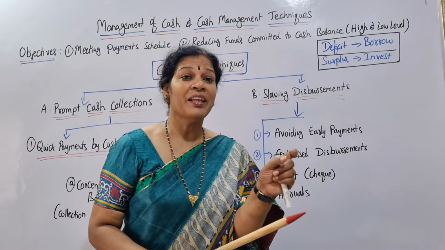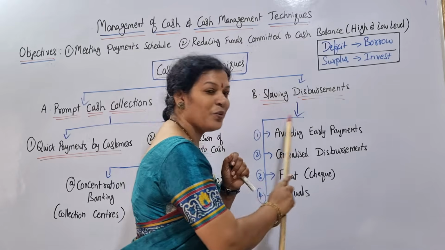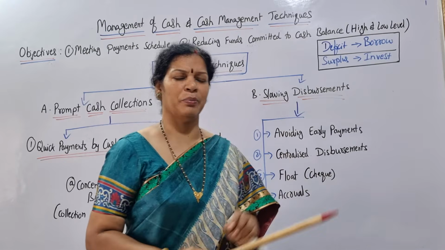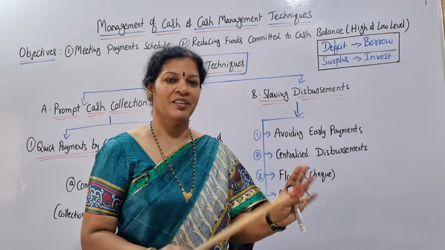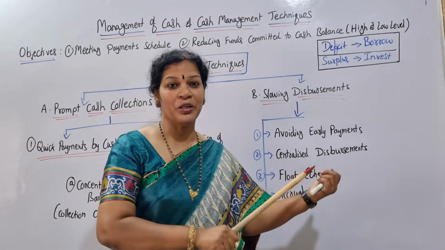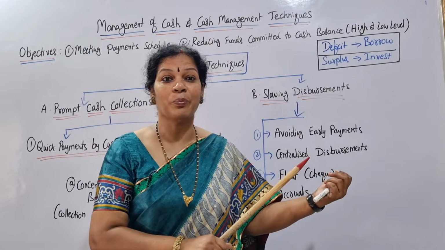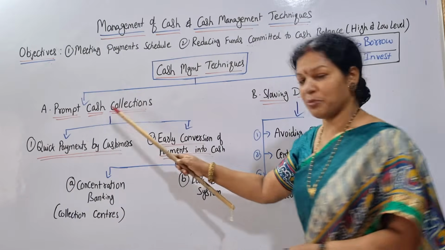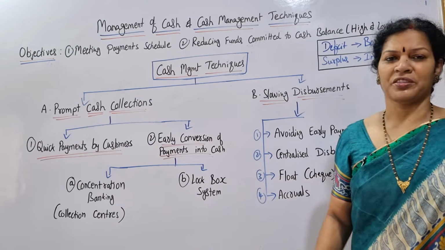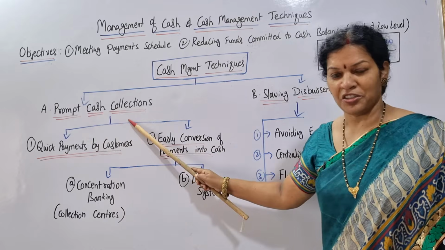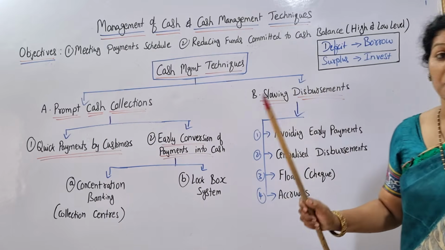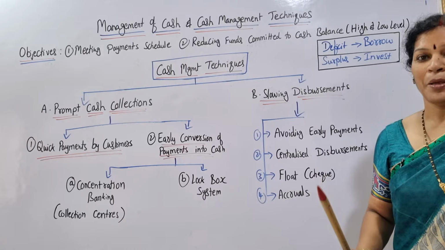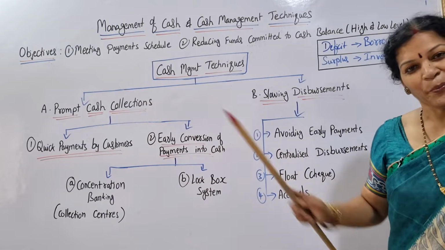Where we have to pay, there we'll maintain this slow process. We'll make the payment, but slowly. Promptly we'll collect, slowly we'll make payment. That's the best policy of cash management. So the cash management technique is mainly these two points: prompt cash collections and slowing disbursement. Disbursements slow, payments slow, but collection prompt.